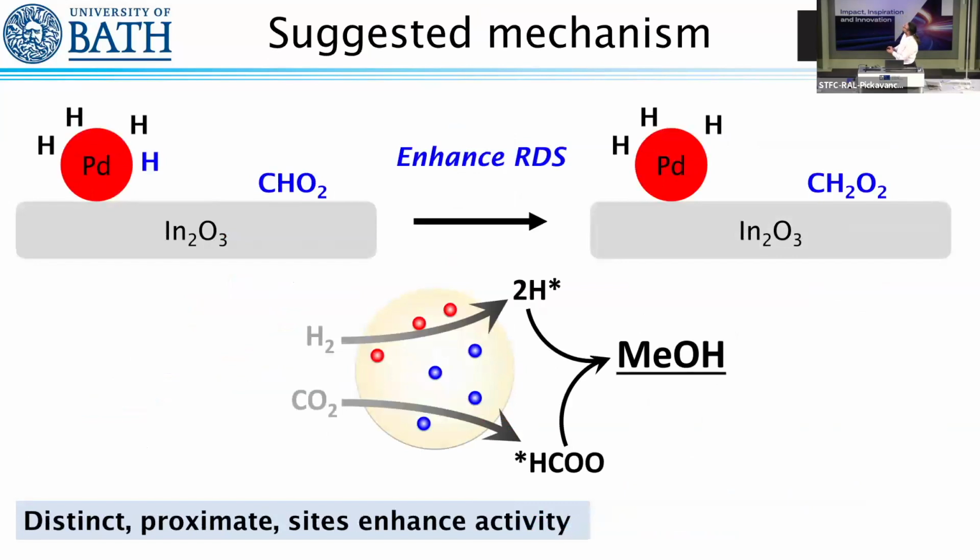And this is the mechanism we came up with, that, unsurprisingly, the palladium was able to activate the hydrogen in close contact to the indium. We think this is quite important, that whilst we didn't form a single palladium-indium phase, we did form an interface, because otherwise, how is this spillover happening? The palladium is able to supply the activated hydrogen, which then reacts with the formate on the indium, and this is our proposed pathway for this.